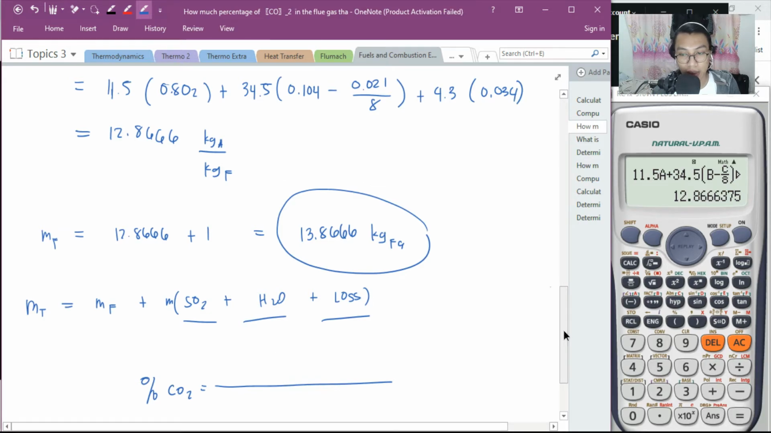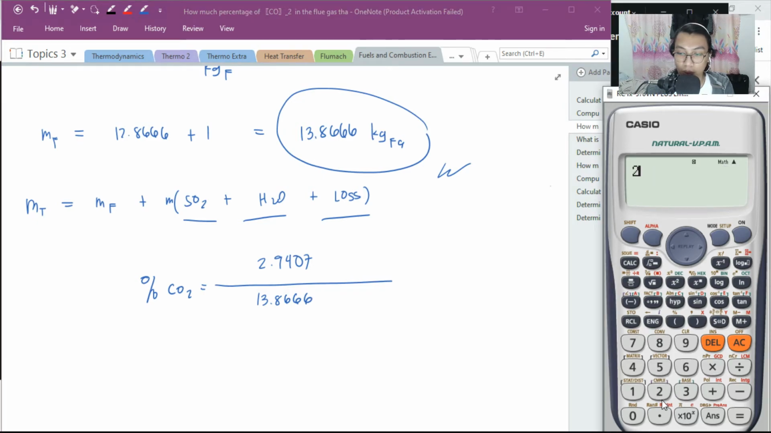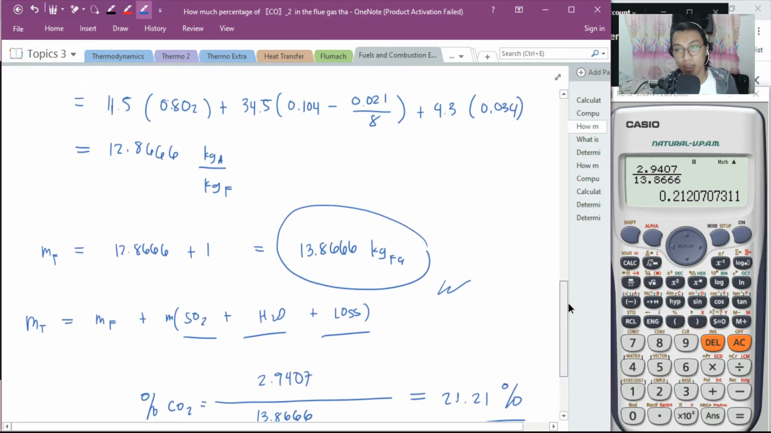na nakuha mo dyan, that is 2.9407, divide mo nung total. That is 13.8666. Lapit lang yan. So, 2.9407 divide by 13.8666. Yan, 21.2. Ganun lang yun. 21.21%. That is for problem number 3.